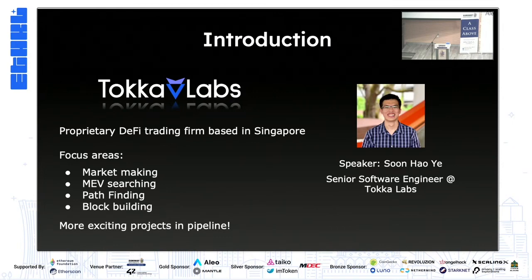So a quick intro about myself. My name is Hao Ye. I am a senior software engineer at ETHKL Labs. So what ETHKL Labs does, we are primarily focused on market making, on MEV searching, path finding for intent-based swaps, as well as block building. We also have many more exciting projects down the pipeline that's brewing.